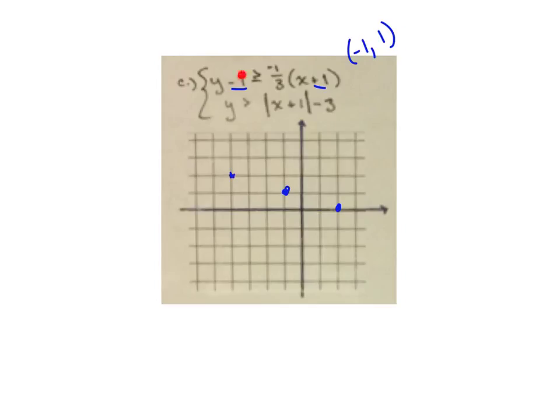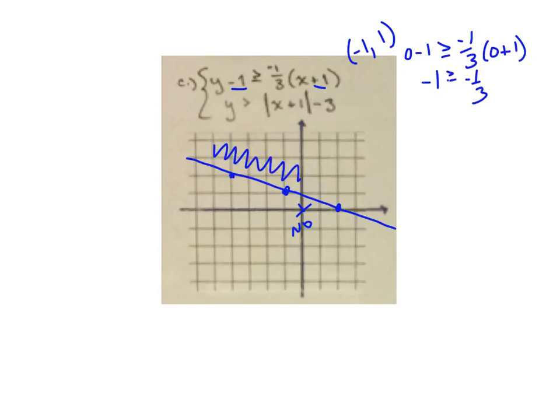This inequality is less than or equal to. Since it's or equal to, we're going to end up with a solid line. And we need to determine which way we're going to shade. So I'm going to pick a point, again like (0, 0), and just plug it in. Is 0 minus 1 greater than or equal to -1/3 times 0 plus 1? Well, if we simplify that, we'll get -1 is greater than or equal to -1/3. Is that true? No, it's not. That means we're going to have to shade on this side of the line.